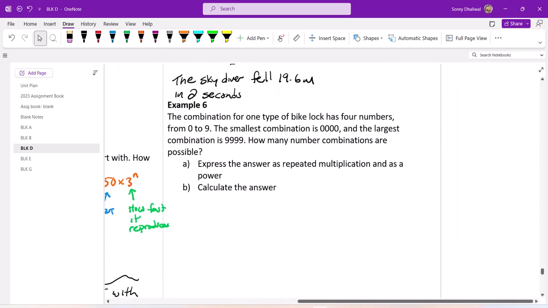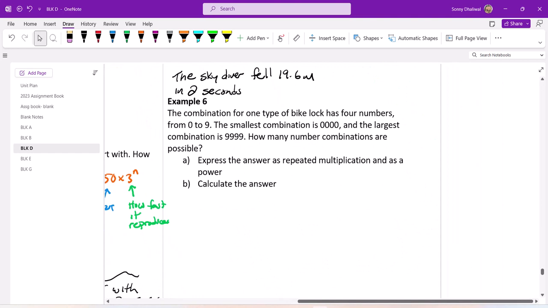So here's the next one. No general formula here. We've got to come up with it. It says, hey, you have a byte combination lock. How good is the lock? How many different combinations can you have with this lock? It has 4 numbers. You've got one of those little dials, and each number can go through 0 to 9. And the largest combination is 9999.